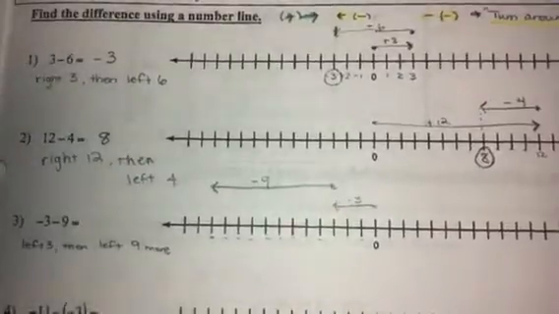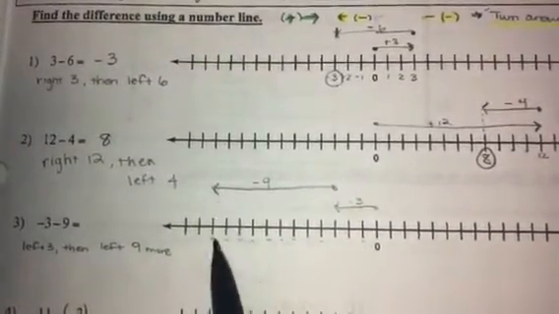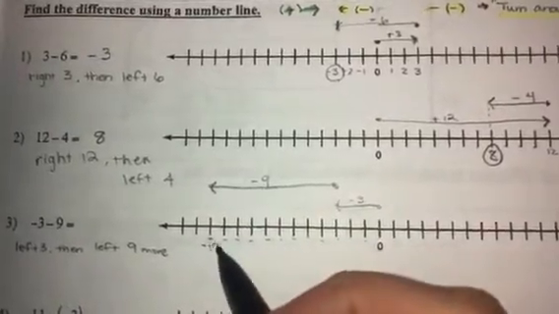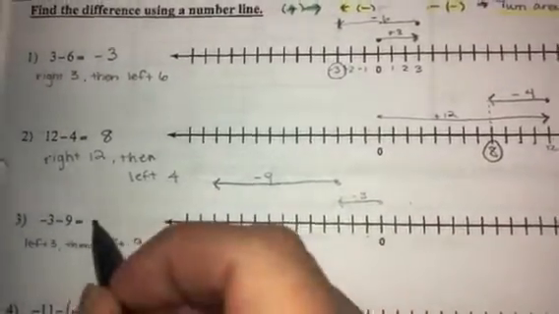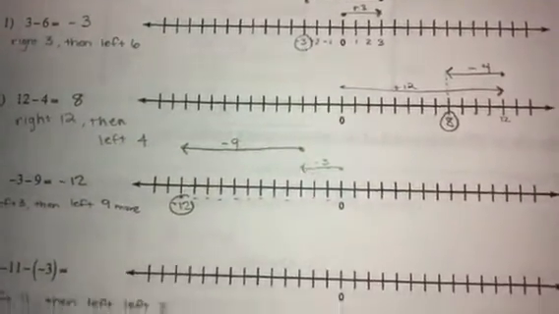So we went back 9 more, so minus 3 minus 9. Minus 3 minus 9 more means we end up here at negative 12. So the answer to that one would be negative 12. All right, let's try some more of these. This is really what we're doing today.